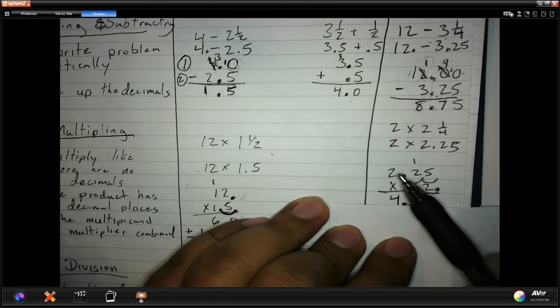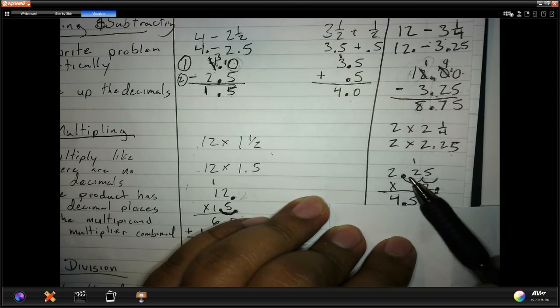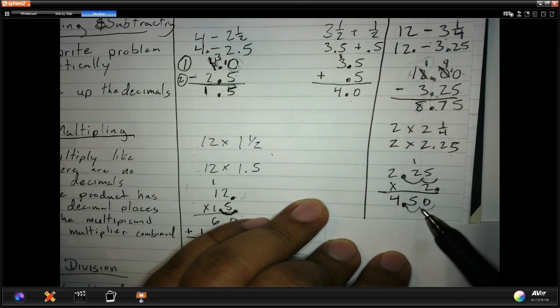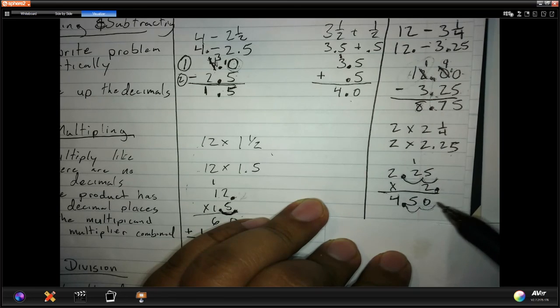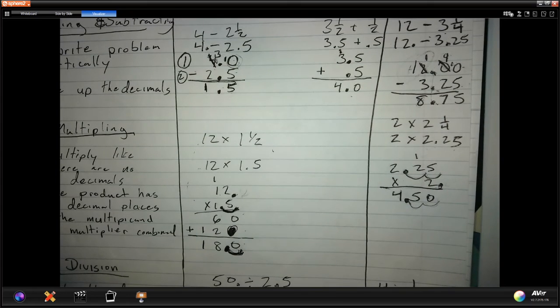But then I got to remember about my place values. There's 2 decimals up here. No decimal, so 2 plus 0 is just 2. So I'm going to go back 1, 2. So my decimal is right there. So my number isn't 450, it's 4.50. 4 and 5/10. Okay?